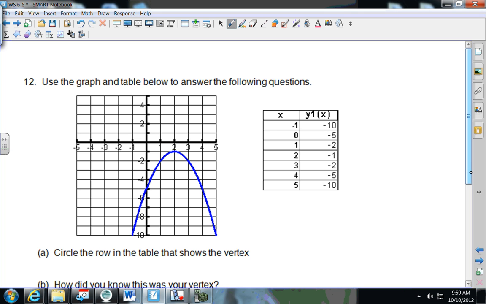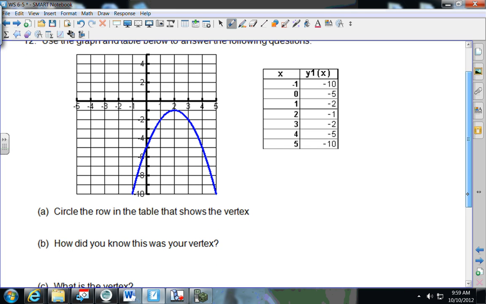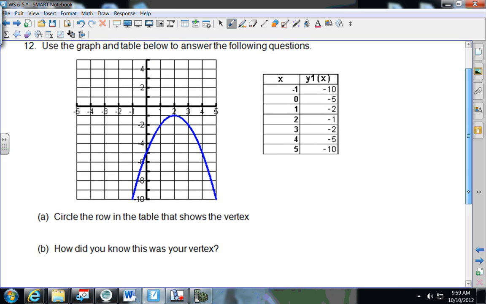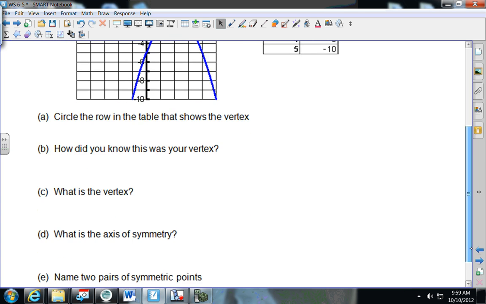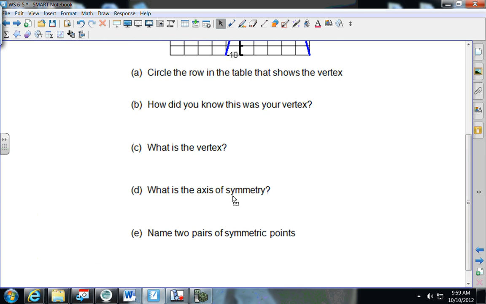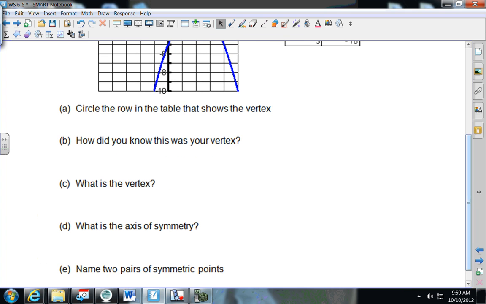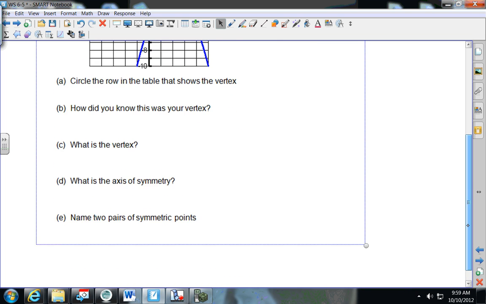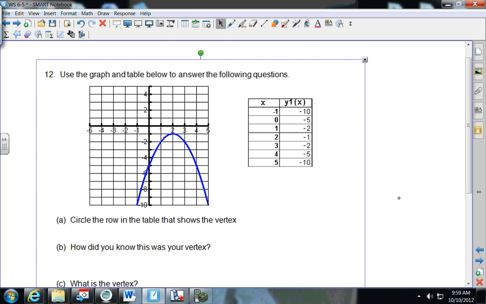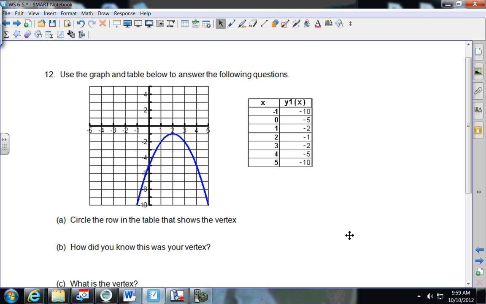Here's the next one. Now, if you don't have the worksheet, pause the video and see how you do. Let me see if I can move some of these questions up, though, to fit them all in here. See if I can squish them. It says circle the row in the table that shows the vertex.